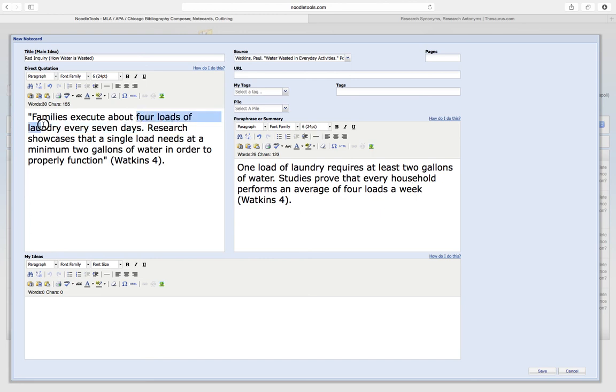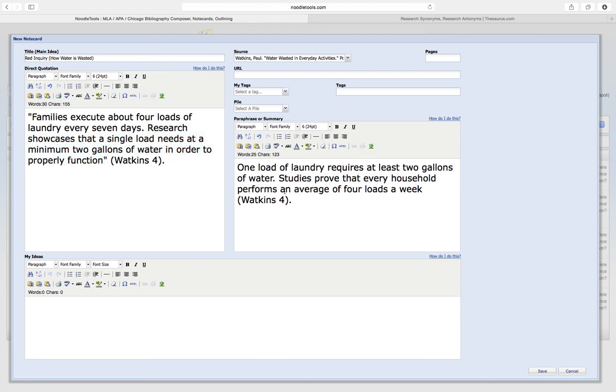4 loads of laundry, 2 gallons of water, 2 gallons, 4 loads of laundry. I needed all the numbers to be the same because the numbers are the quantitative data that I couldn't really skirt around. But instead of saying research showcases, I have studies prove. And again, I reordered the quote. I put the information that Watkins had in the second half of his quote in the first half of my paraphrase.